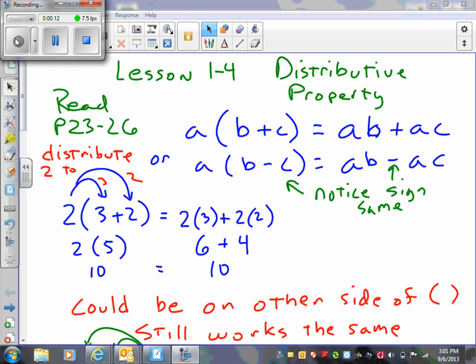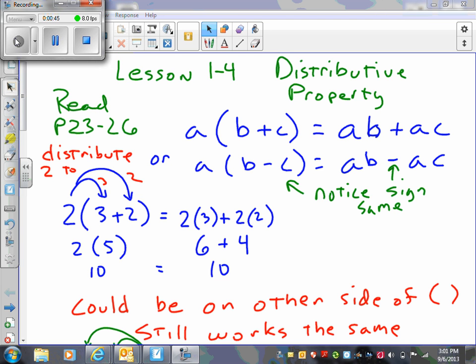The distributive property, the rule: in algebra, the rules always use letters instead of numbers. The rule is, if I have A times the quantity B plus C, I can distribute that A, and it will be the same thing as A times B plus A times C. Notice if you have a minus sign between the B and the C, you're going to have a minus sign between the AB and the AC.